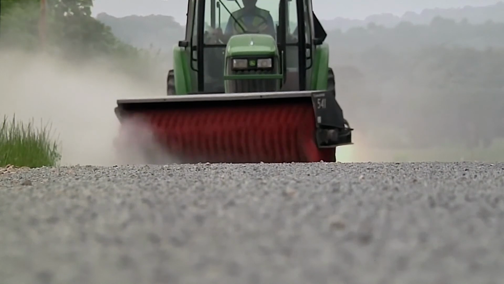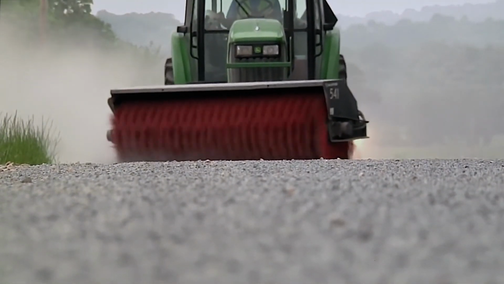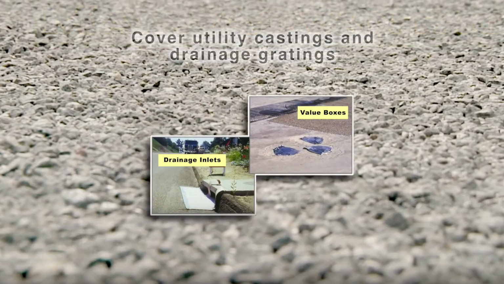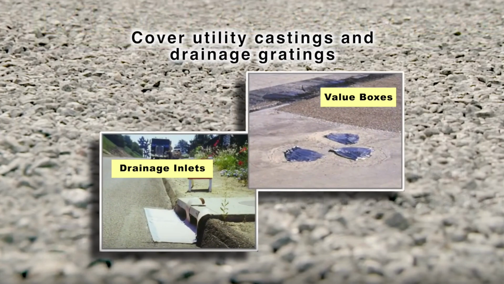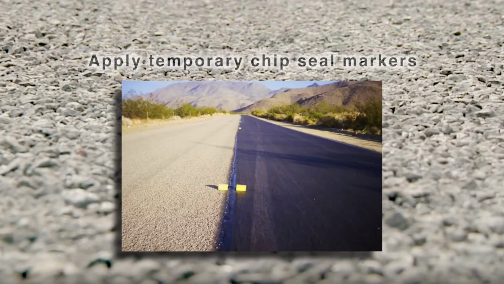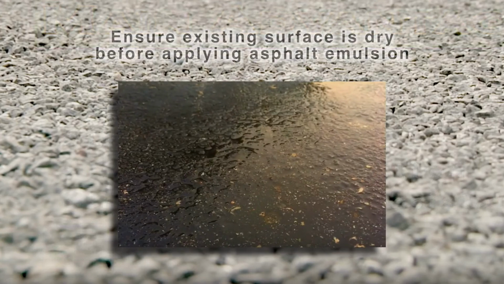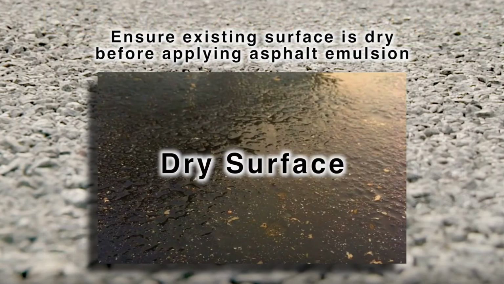Thoroughly sweep the pavement and wash off any stubborn debris or heavy oil deposits from the surface. Cover utility castings and drainage gratings. Apply temporary chip seal markers. Ensure the existing surface is dry before applying asphalt emulsion.